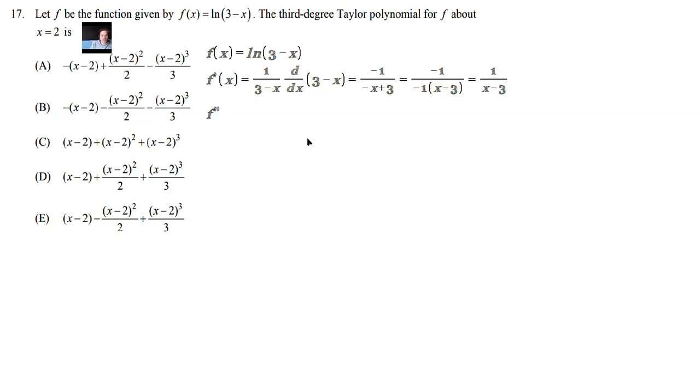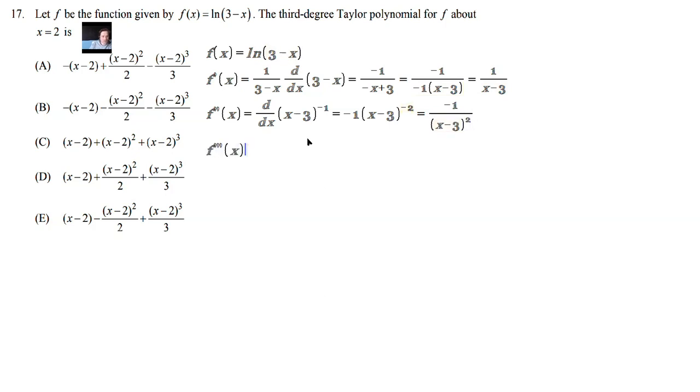F double prime of x, remember, would be formed by differentiating the first derivative, which I will write here as x minus 3 to the negative first. Power rule, chain rule, that if you wanted to use it, you'd have negative 1 and then x minus 3 raised to the negative second. Officially, you should multiply by the derivative of the inside, but the derivative of x is just 1, which doesn't change anything. So you just end up with negative 1 over x minus 3, this quantity squared. We have to focus like a laser beam here.